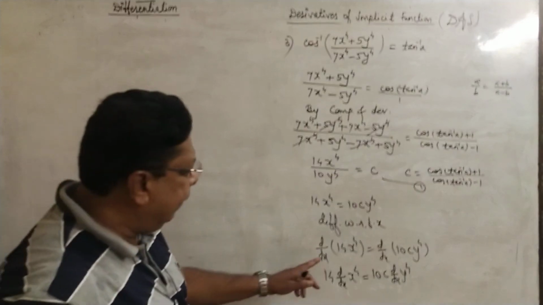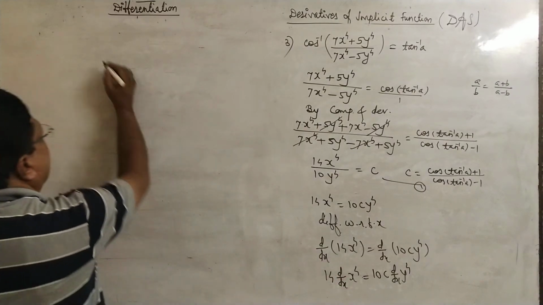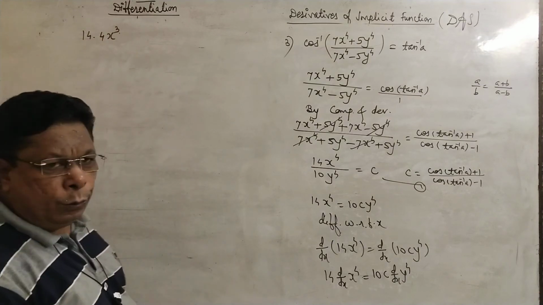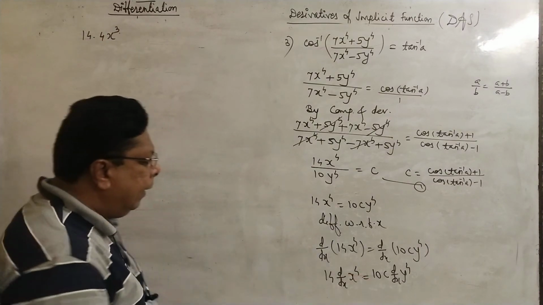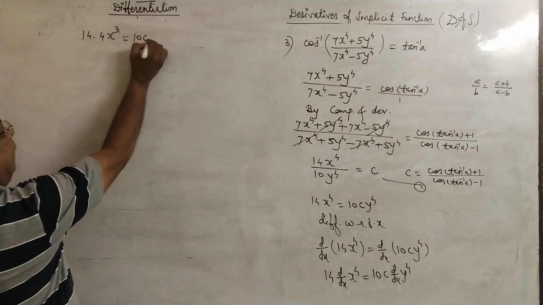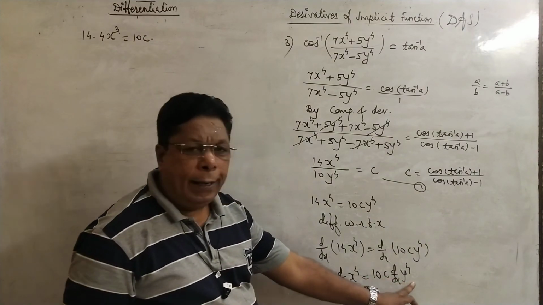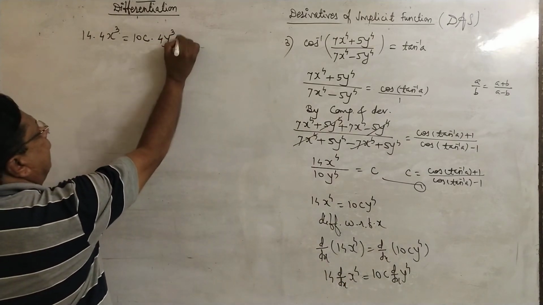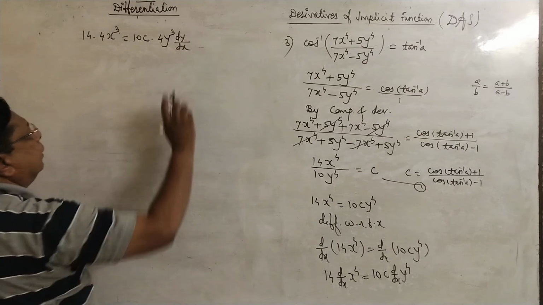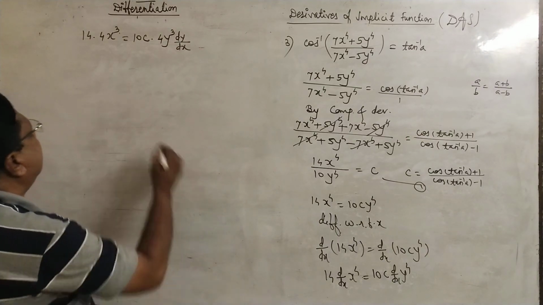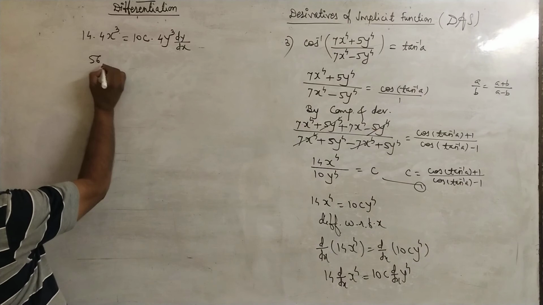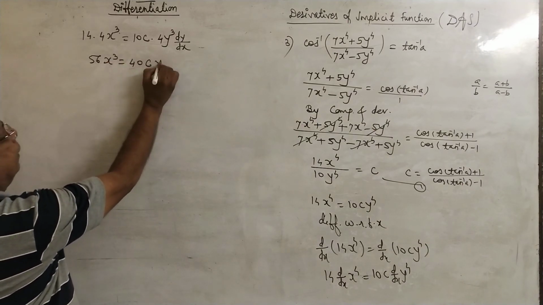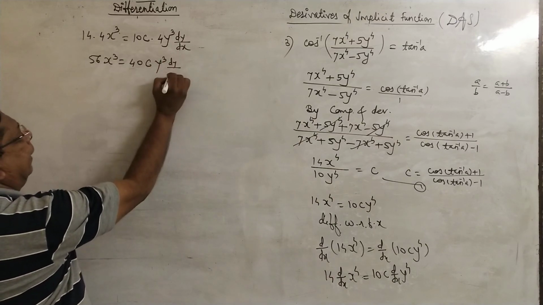Now see, what is the derivative of x raised to 4? 14 outside. The derivative of x raised to 4 is 4x cube by the first formula. 10c is constant, take it outside. The derivative of y raised to 4 is 4y cube into the derivative of y with respect to x, that is dy by dx. 14 fours are 56x cube. 10 into 4 is 40c y cube dy by dx.